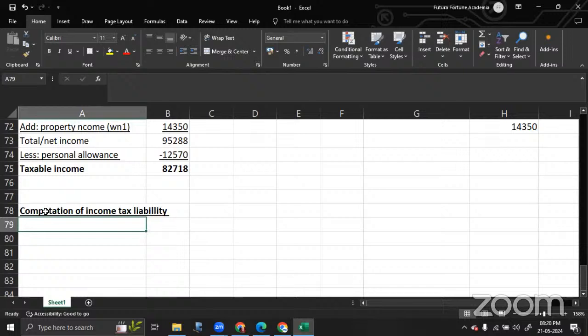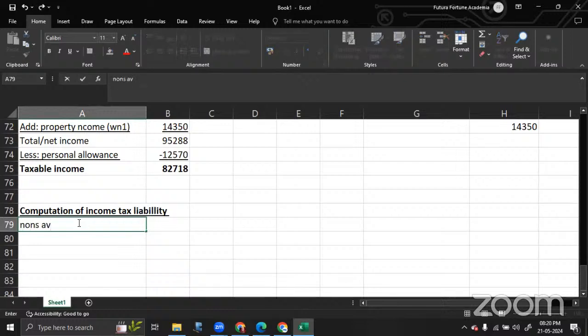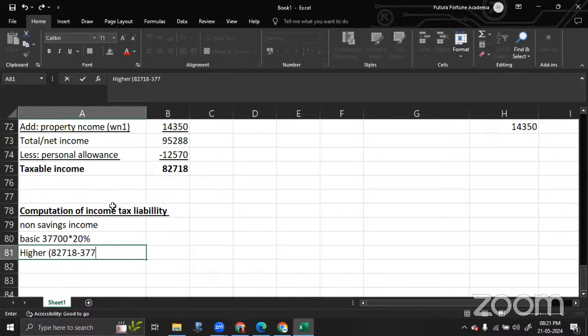When you do the income tax liability, all of this is non-savings income, okay? So when you take the non-savings income, he is a higher rate taxpayer. But always keep in mind the first 37,700 is taxed at basic rate. So up to 37,700, it will be taxed at 20%. And anything above that will be taxed at the higher rate. So 82,718 minus 37,700 will be taxed at 40%.